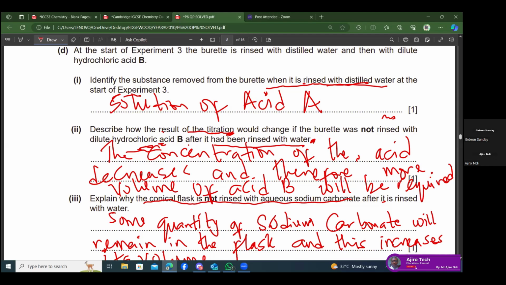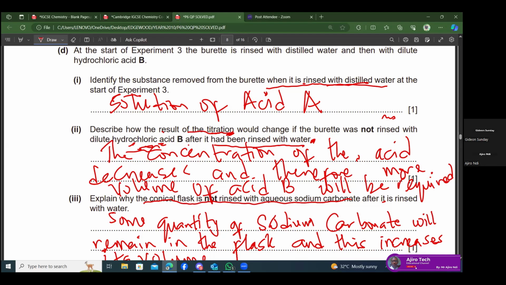Next one says, describe how the result of the titration would change if the burette was not rinsed with dilute hydrochloric acid B after it had been rinsed with water. Now, after you've rinsed the burette with water and you did not rinse the burette again with dilute hydrochloric acid, some droplet of water will still remain in the burette. And when there is some droplet of water still remaining in the burette, by the time you add hydrochloric acid B, the water droplets in the burette would mix with dilute hydrochloric acid B to bring down the concentration. Remember that to reduce the concentration of an acid, all we needed to do is to add water.